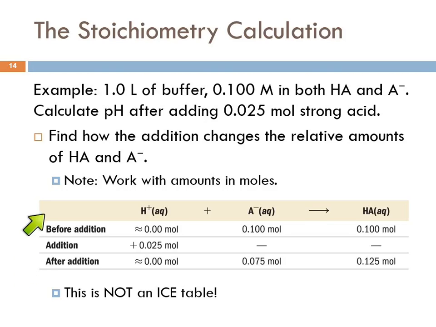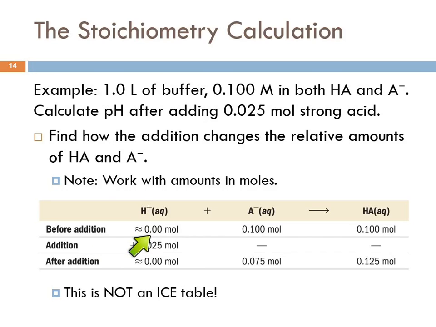So we're going to set up a little table. Notice, this is not an ice table. If you think of it as an ice table, you're going to be confused. Because when I looked at this morning, I'm like, what? There's just dashes here? There should be X's or something. No, this is not an ice table. So we're going to look at the amounts of moles before addition of the acid.